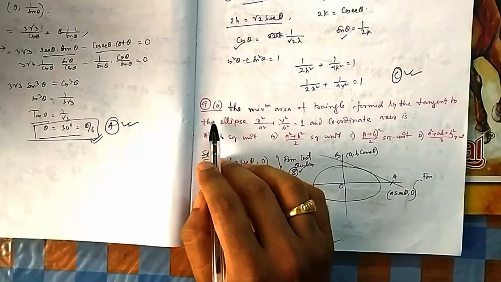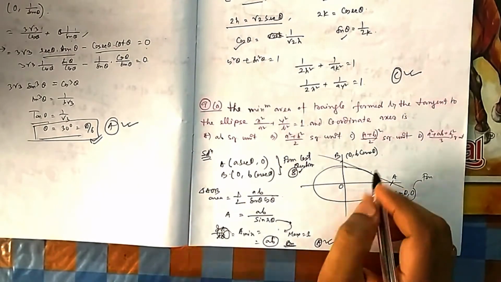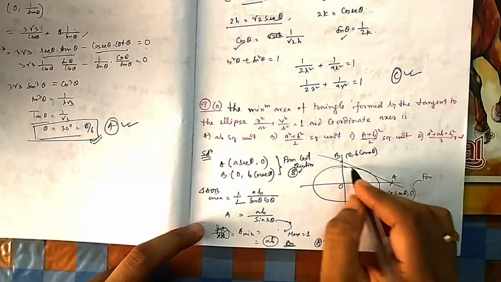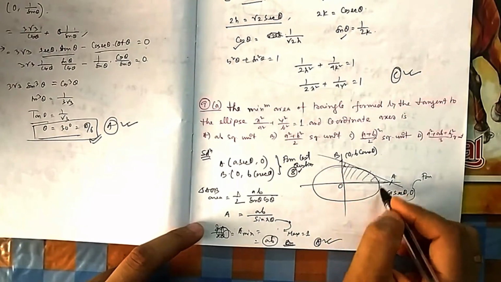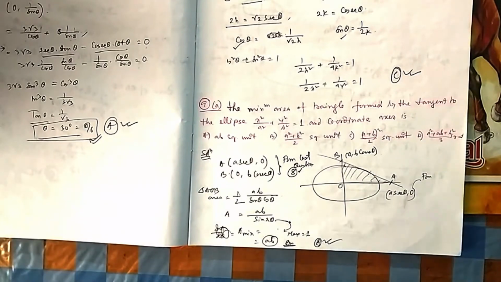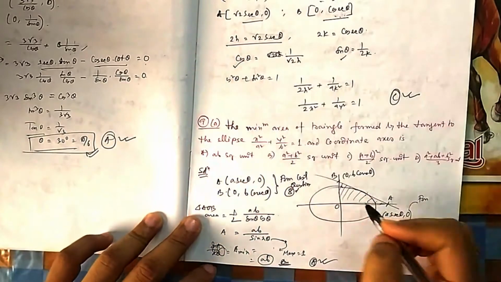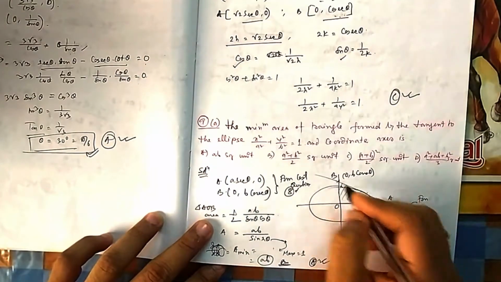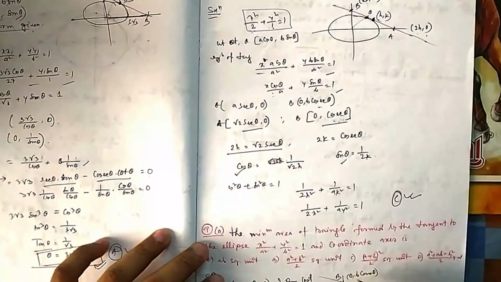Now in question number 9a, you can see the minimum area of the triangle formed by the tangents to the ellipse. So you have drawn a tangent and the coordinate axis. So this triangle area, that should be minimum. Again, for minimum we have to differentiate it. Let us see what we can do. So from the last equation itself, we have to add these coordinates, because if this is theta, then you can find the equation of these tangents.